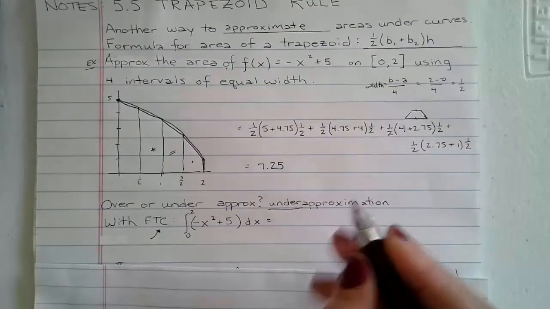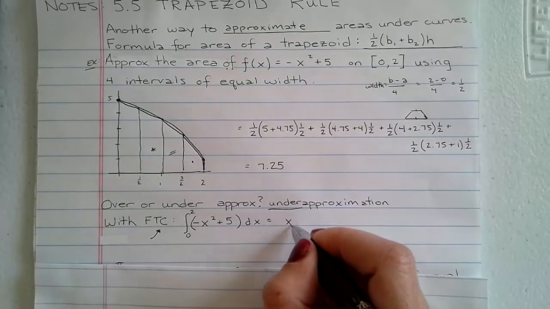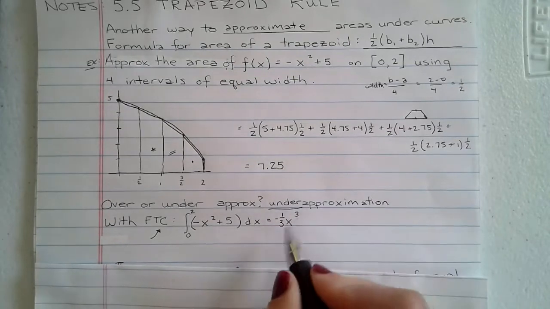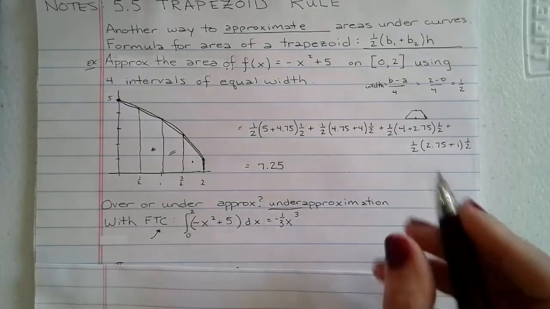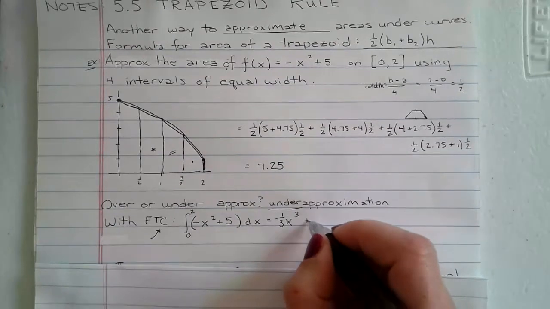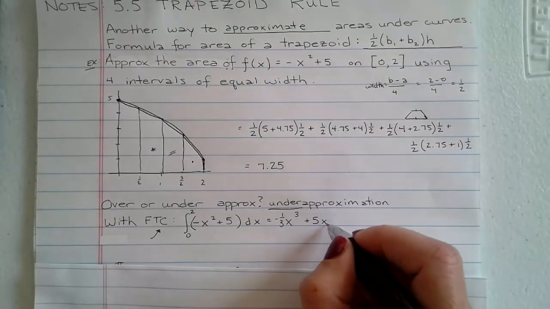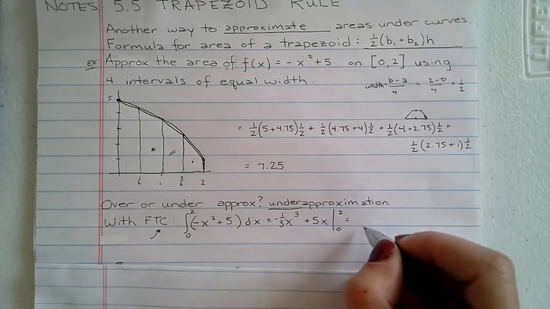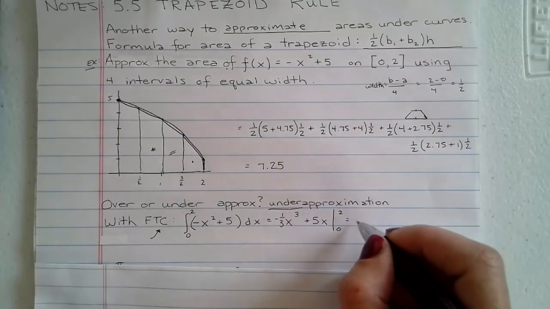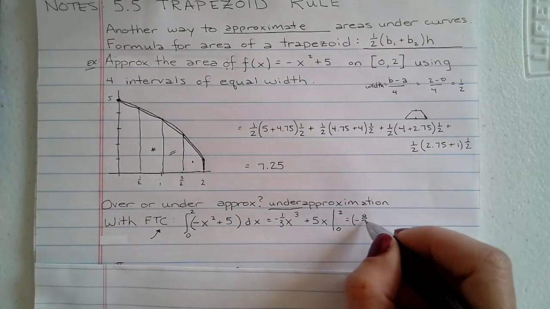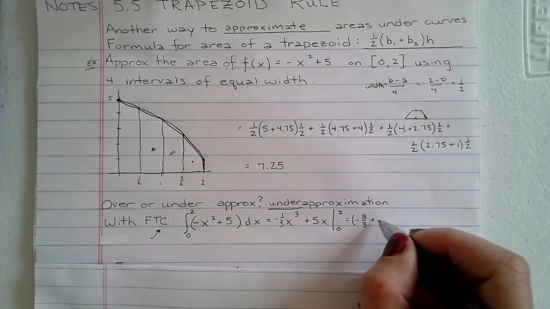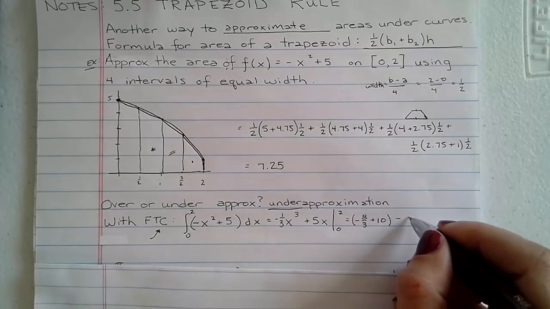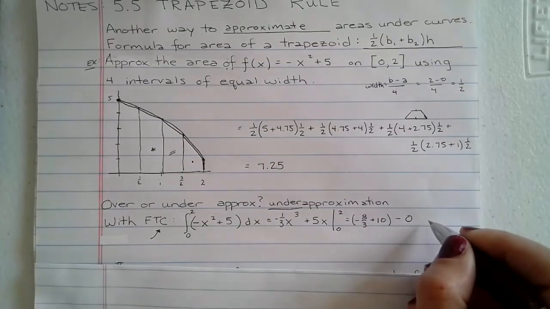The antiderivative of this, I'd have to go up a power, multiply by the reciprocal. Take the derivative of this, make sure it gives you negative x squared. And then we'll do the 5x. And then we're going to integrate. We're going to plug in a 2, so I'm getting negative 8/3 plus 10, minus, plug in a 0. That's easy.